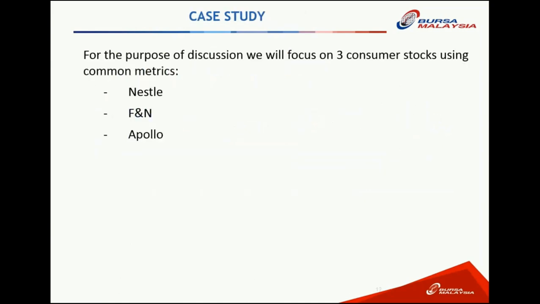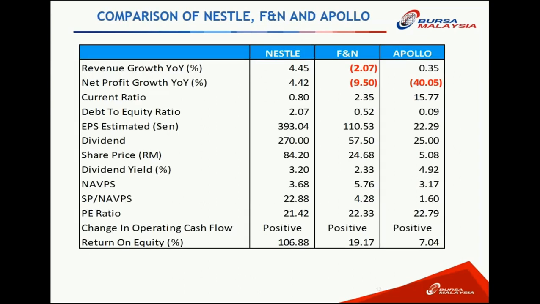So in this case study, we'll look at 3 consumer stocks using the measuring metrics that I've often used. We focus on Nestle, F&N, and Apollo. Now this is a comparison of the 3 companies. You have year-on-year growth: Nestle at 4.45%, F&N is down, negative 2.05, Apollo was up 0.35%. Net profit growth, Nestle pretty consistent with its revenue growth at 4.42, F&N dropped 9.5, Apollo was 40% down. Current ratio for Nestle is very weak, at 0.8. F&N is 2.35, Apollo is 15.77.